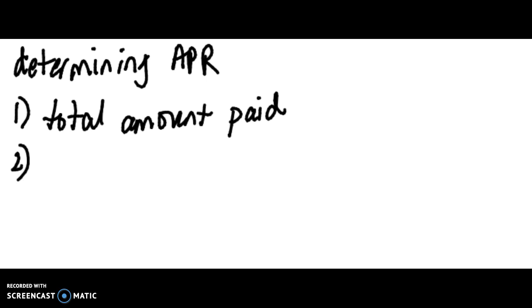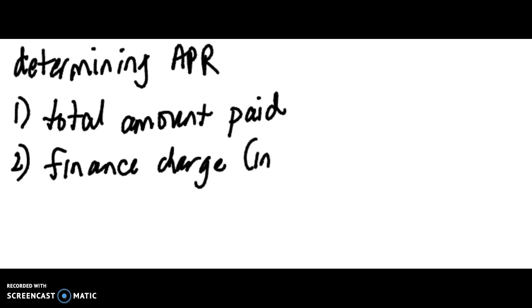Once you find the total amount that the borrower actually pays, then you have to determine the finance charge or the interest that the borrower pays. And remember, you would do that by taking the total installment payments and subtracting the actual selling price from it, and that will give you the interest or the finance charge.